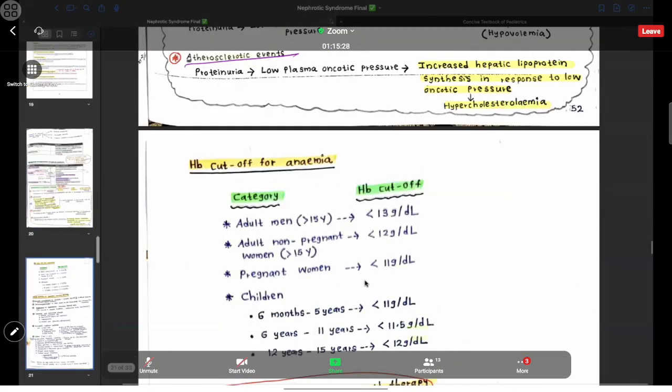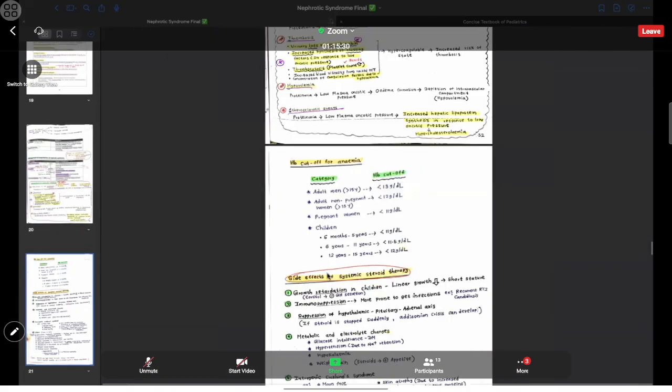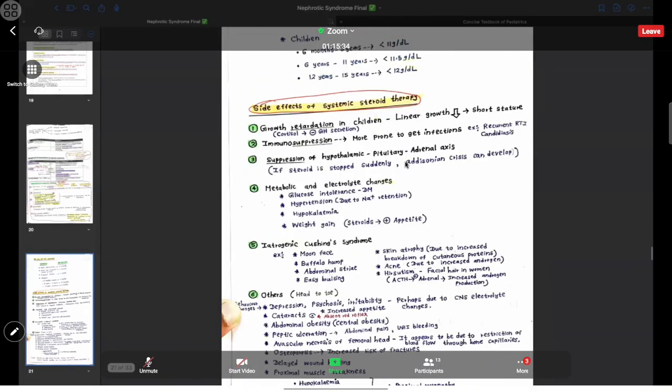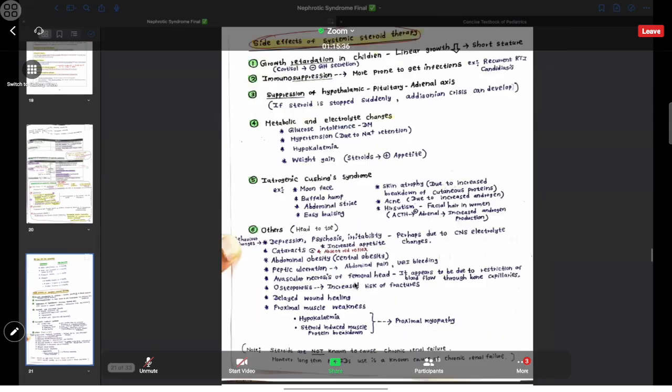So these are the side effects of steroid therapy. Again, I'm not going into detail. Just read this. Make sure you know all the side effects of steroid therapy.